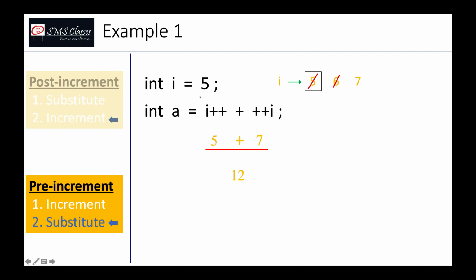Here, I have noticed one common mistake: for I plus plus they substitute 5, and for plus plus I they substitute 6. So if you always refer to this 5, you may get 5 and 6. But if you notice here, I plus plus makes it 6, then plus plus I makes that 6 a 7. So always have a habit of drawing a memory box in your rough work, and as and when you substitute, keep changing the values. So even if some big expression comes, you will not make any mistakes. Let us take one more example.